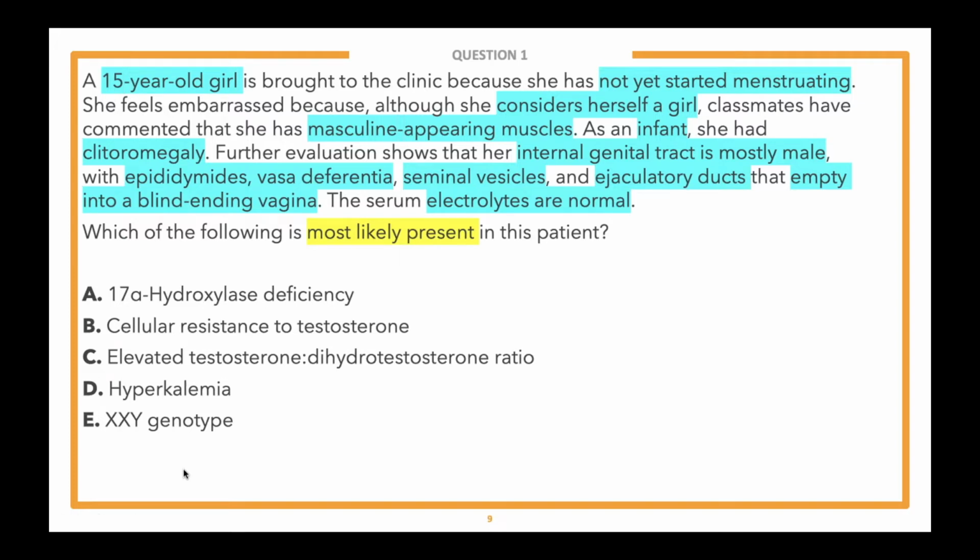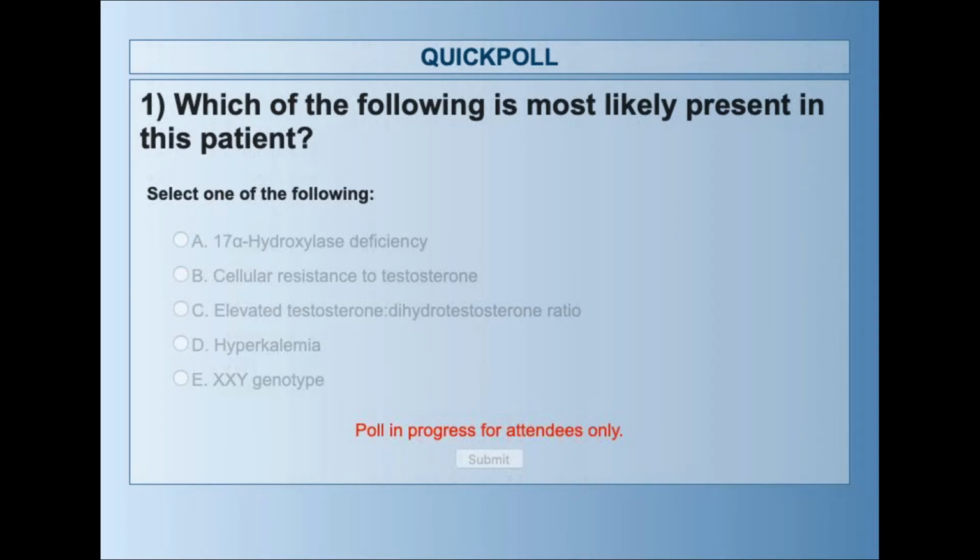Answer choice E, XXY genotype. D, hyperkalemia. C, elevated testosterone to dihydrotestosterone ratio. B, cellular resistance to testosterone. And A, 17-alpha hydroxylase deficiency. So we're going to go ahead and open up the poll. Go ahead and select what you think is most likely present in this patient, and we'll talk about it in just a few seconds.